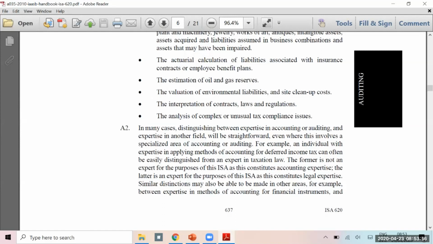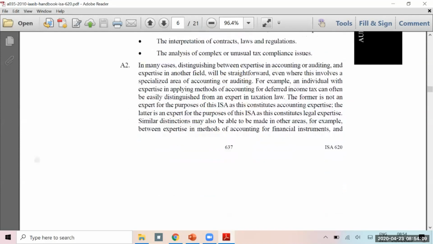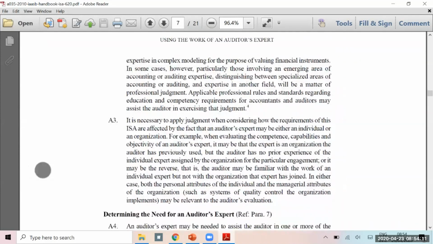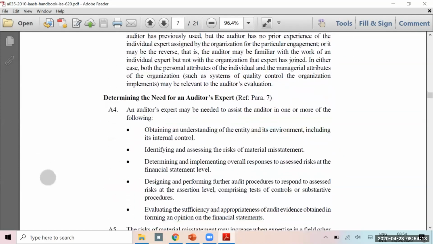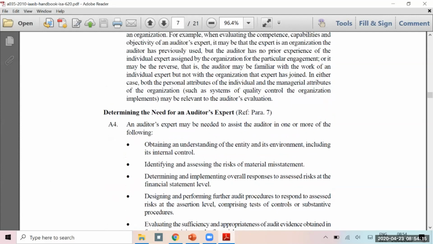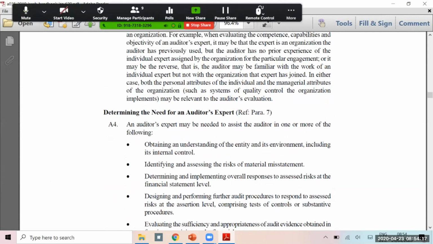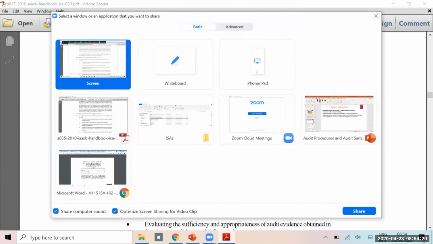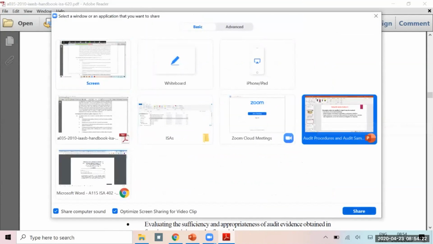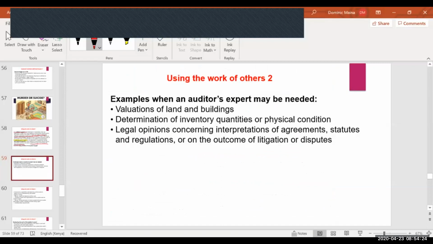Don't forget the key thing I mentioned there: this is going to be someone who is an expert in another field, not in accounting matters, but in another field, neither accounting nor auditing. Okay, so let's go back to our notes. I think we mentioned that on that particular point.